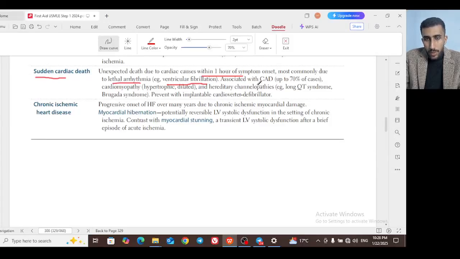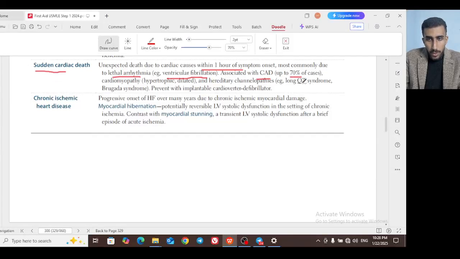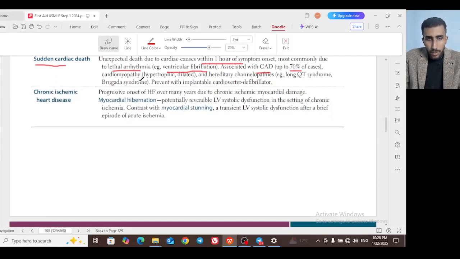There are many causes for sudden cardiac death. Coronary artery disease constitutes up to 70% of them, but there are other causes such as cardiomyopathy. Hypertrophic cardiomyopathy, a genetic condition, may cause sudden death in young athletes. Dilated cardiomyopathy may be viral or have many other causes. So this also may cause sudden cardiac death.